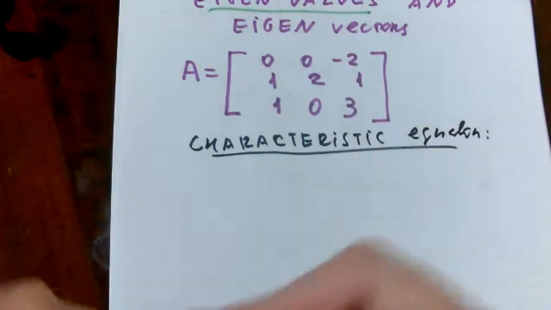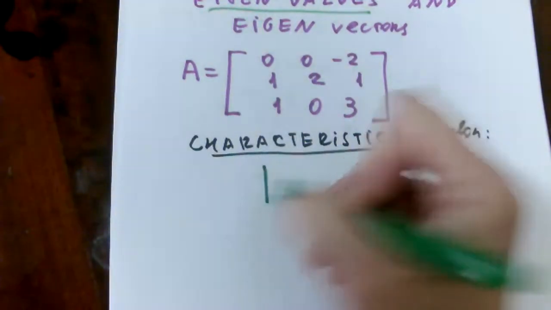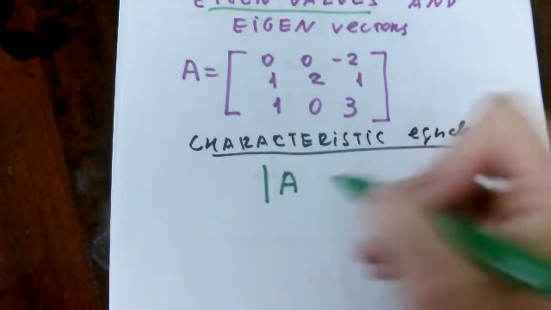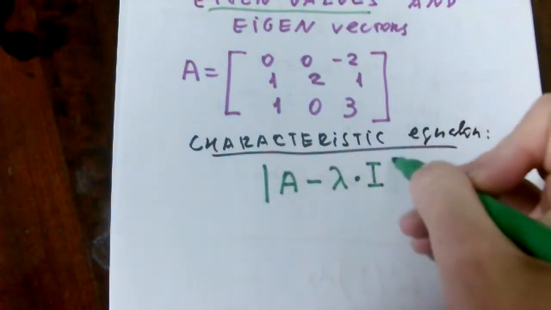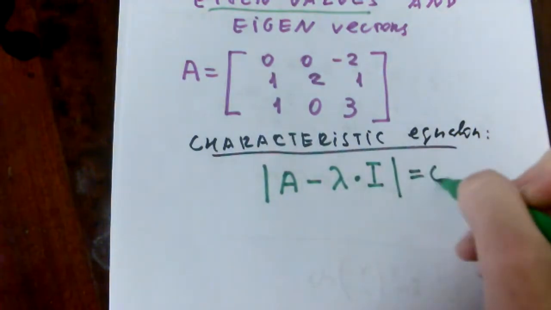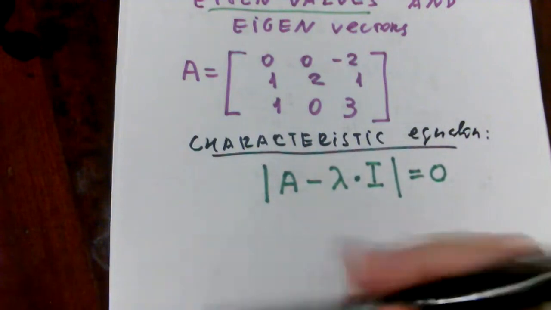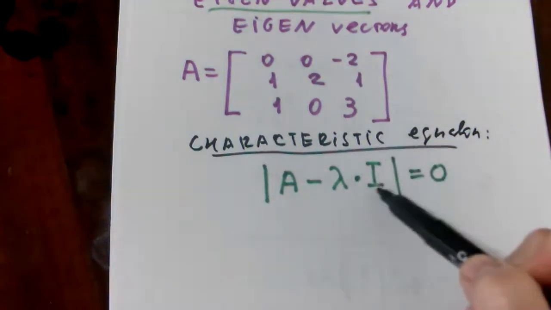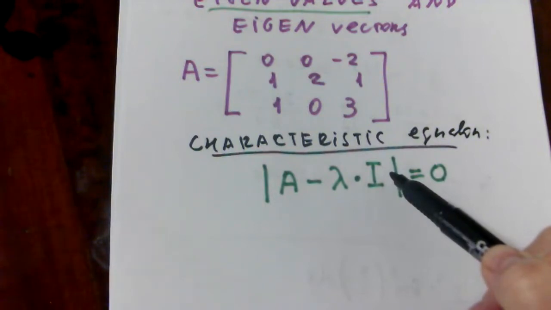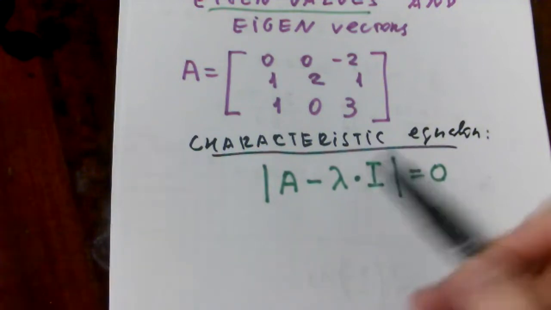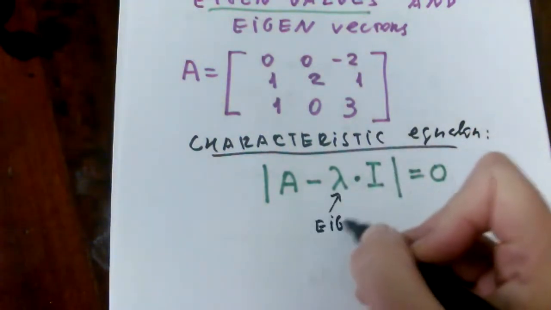How does it look? The symbolic notation looks like this. Vertical bars, A is our given matrix, A minus lambda times identity matrix, vertical bars closing, and all is equal to 0. So what does this equation mean? What's hiding behind this equation? You know that I is the identity matrix, the matrix which has ones on the main diagonal and the rest of the entries are zeros. Lambda is our eigenvalue, which we are going to find.